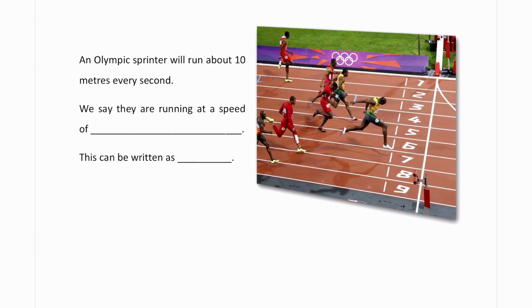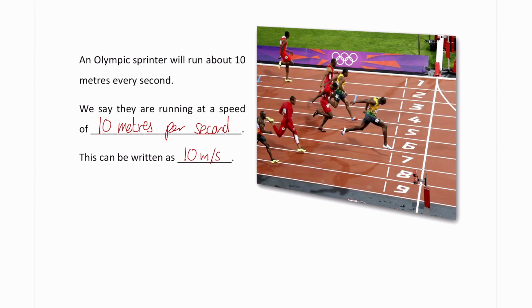So if we consider a sprinter, an Olympic sprinter can do a 100-metre race in about 10 seconds. So 100 metres in 10 seconds, that means on average they're covering about 10 metres every second. So they're running at a speed of 10 metres per second. And we'd write that down as 10 m/s, metres per second.